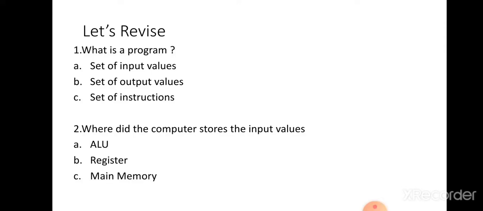Second question: where does the computer store the input values or the output values? Basically, it has to store all the values, input and output. Option A, ALU; B, register; C, main memory. The computer uses the ALU to perform all the actions. Register is the place where it takes all the values and performs all the functions. And C is the main memory. Like I said, the bank has the lockers. Similarly, the computer has main memory to store all the input or output values.